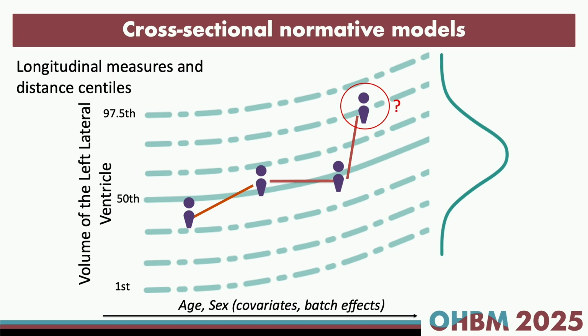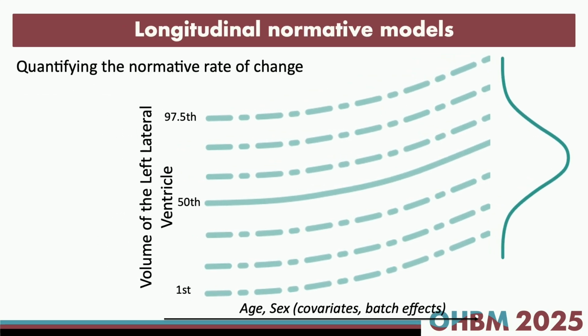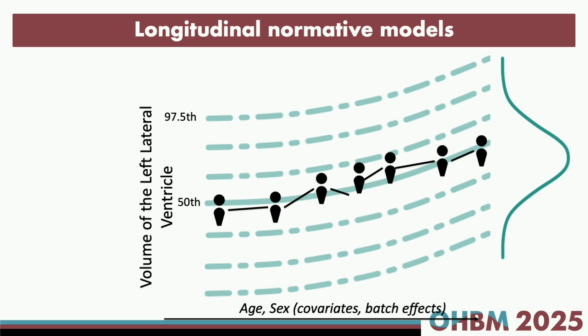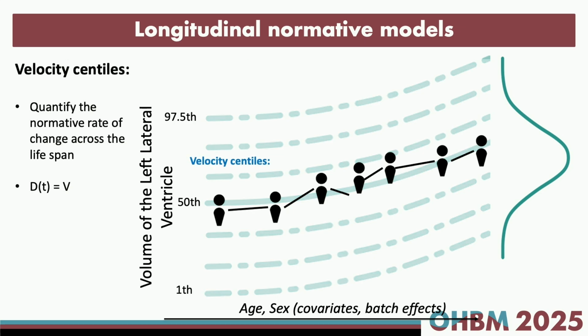As a matter of fact, you cannot make this judgment call based on the distance centile framework that we've derived. What you really need is a new measure that quantifies the normative rate of change. And you can only get this measure by using longitudinal data. You need to take a healthy subject and, again, measure them repeatedly and plot their trajectory through this distance centile framework. What you can then derive is a new measure, so-called velocity centiles, that quantify the normative rate of change across the lifespan. And this is also why I call the other framework distance centiles, because velocity is the first derivative of distance, so we kind of borrowed this term from physics.